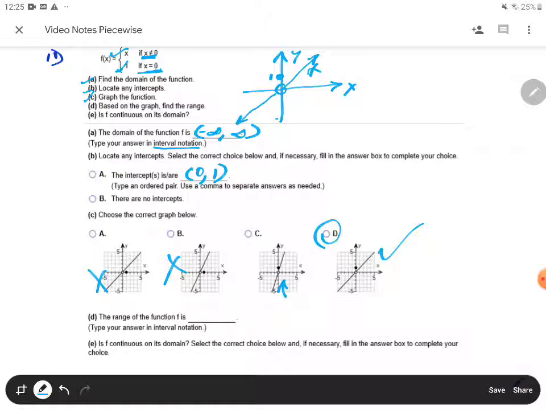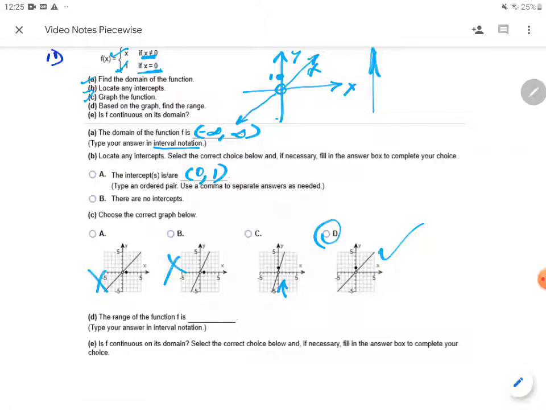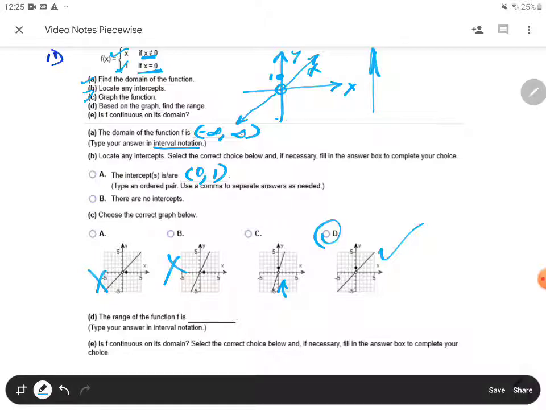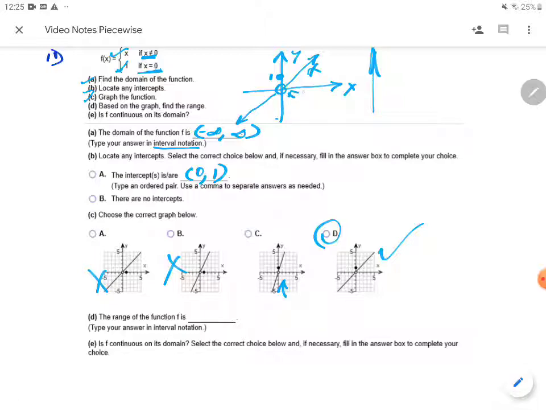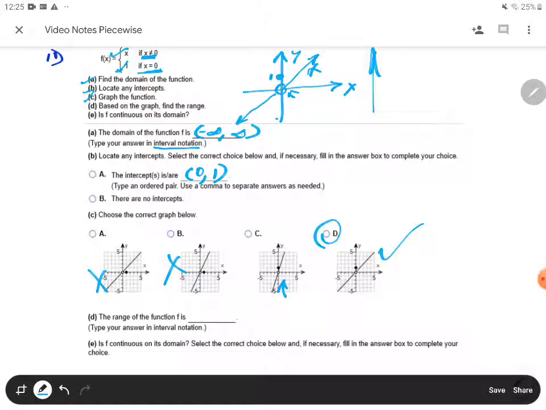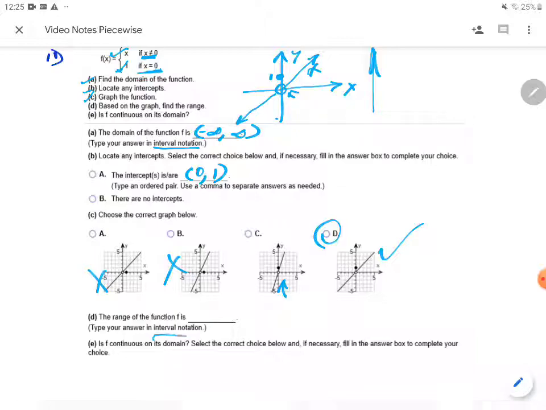Now, the range of the function. If you see the range, now you're looking at the y-axis for range. The lowest value is negative infinity. The highest value is also positive infinity, my bad. But the thing is, it cannot be defined at y equal to 0. You have to be careful. And he wants the answer in interval notation.